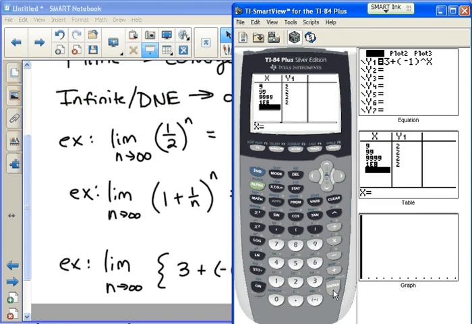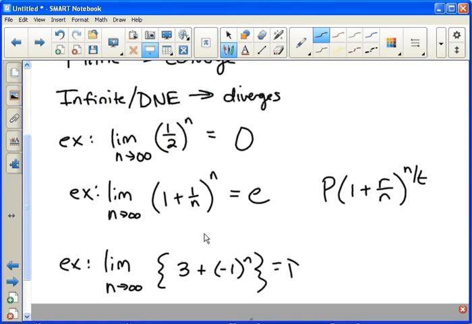So if you remember back to a previous video when we looked at the first 5 terms of this sequence, it just alternates between 2, 4, 2, 4, 2, 4, 2, 4. So the limit as this goes to infinity just doesn't exist, because we're not going toward any one number, we're just bouncing back and forth between 2 and 4. So since this does not exist, another thing we could say about it is that it diverges. So our first two answers converged. 1/2 to the n converged to 0. 1 plus 1 over n to the n converged to e. But 3 plus -1 to the n diverged because the limit did not exist.